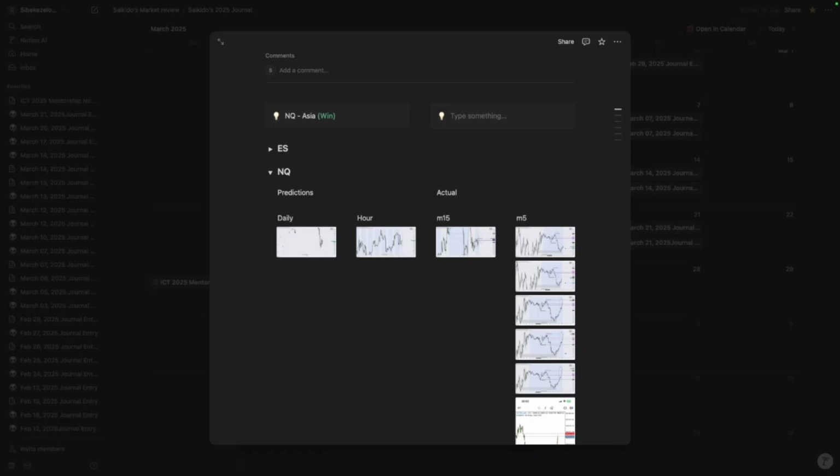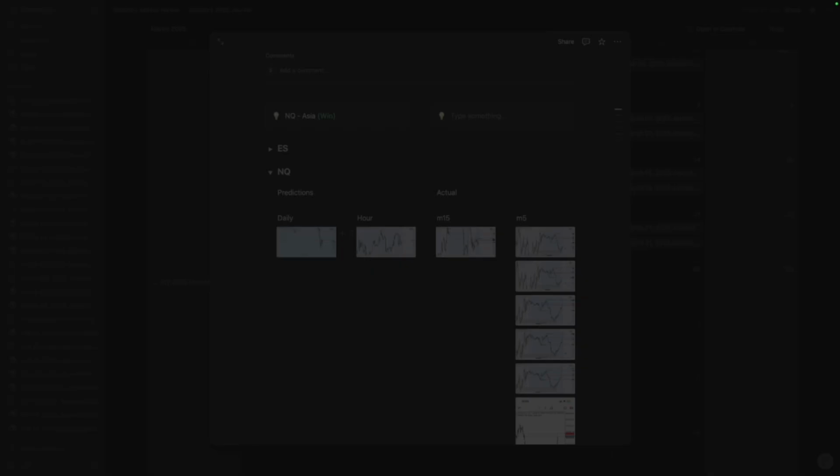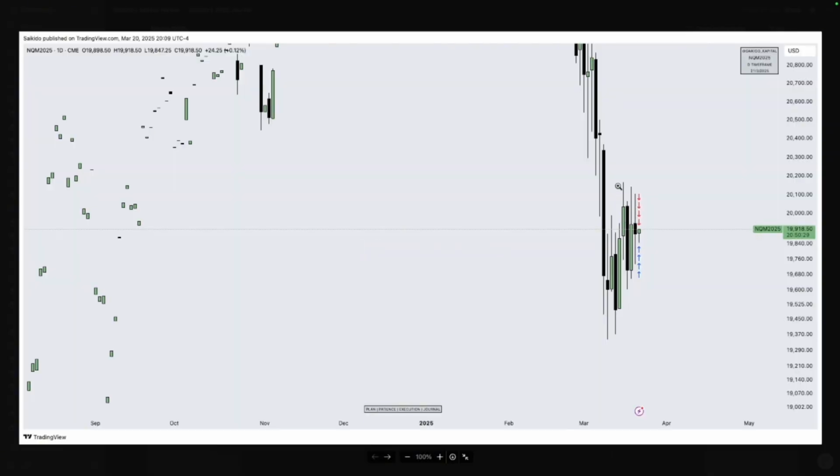Okay, so here we have my journal. This is my Notion journal. This is Friday, NQ Asia. On the daily chart, I had this here. So I want to go through the bias that I drew from this daily chart.